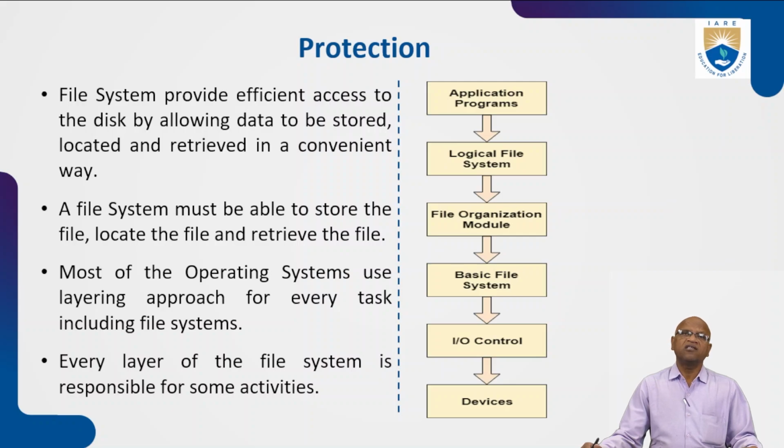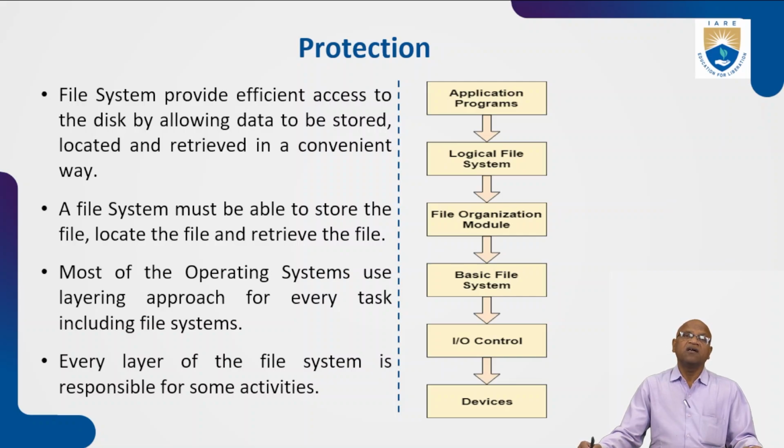The file system provides efficient access to the disk by allowing data to be stored, located, and retrieved in a convenient way. That is the initial step. A file system must be able to store the file, locate the file, and retrieve the file. So as we know, since the beginning, how the file is created, where the file is stored physically, and how to retrieve the data from the physical memory, it all comes under the file system.